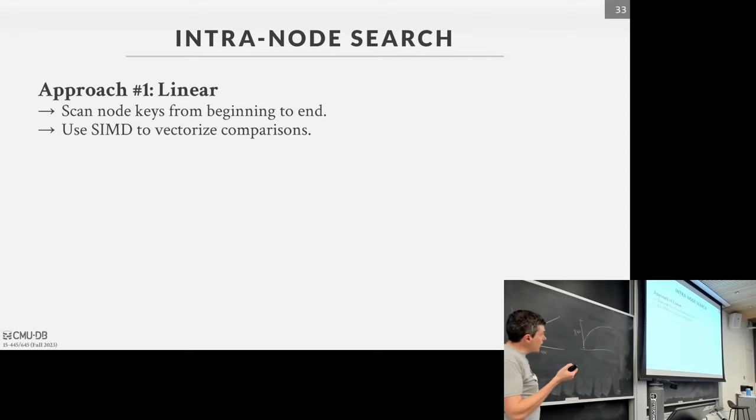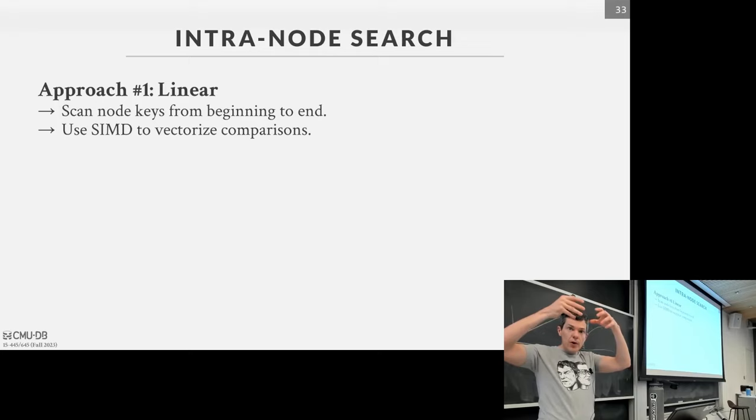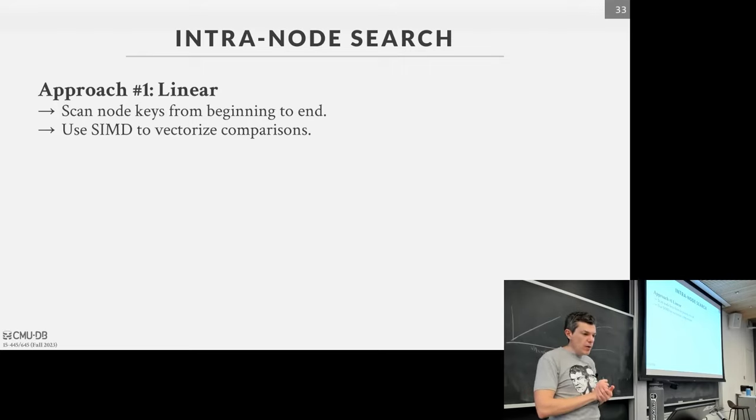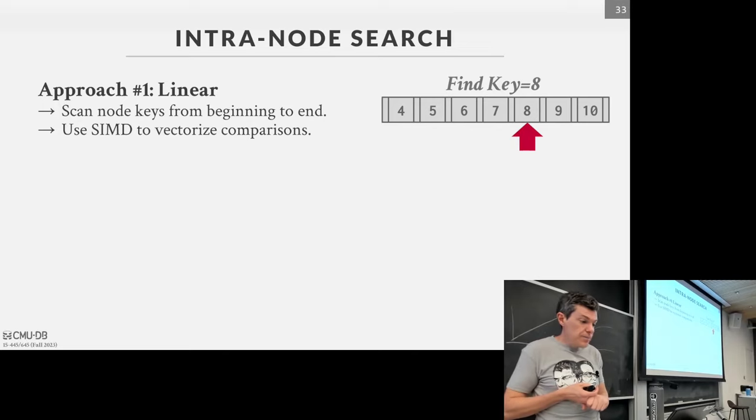Now we have to talk about how we actually want to find the keys. Once we land on the node and bring it into memory, we're looking for a key to decide to go left or right, or whether we have the match we're looking for in our leaf node. We have to decide how we're going to do that match. The easiest approach is just a linear scan. Think of it like an array. It doesn't matter if it's sorted or not. I start at the beginning and scan along until I find the thing I'm looking for. In this case, I'm looking for key 8. It's simple. It's dumb. It works.